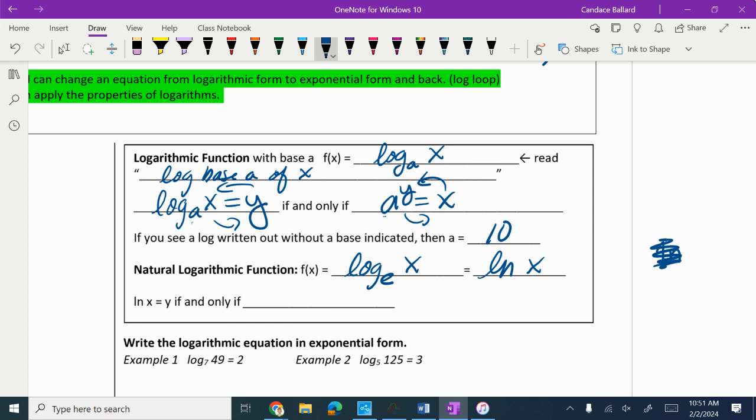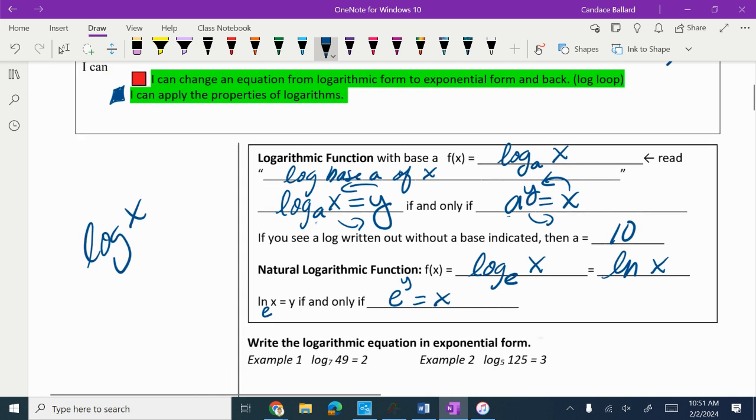So this is kind of a property right here: the natural log of x equals y, we're going to consider that base e, and we can do the loop on that. We would have e to the y equals x. We see the looping more on the common log, which is the log base a, than the natural log.